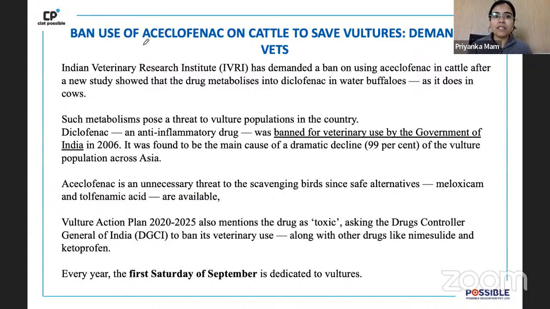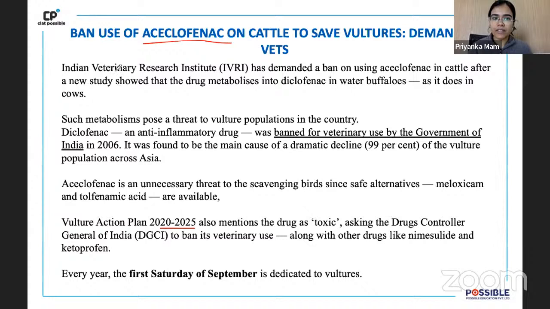Then, "ban the use of acylflinac." Okay, now it's an anti-inflammatory drug. We are talking about vultures here. Now vulture is also very very important क्योंकि हमारे देश में हमने vulture action plan बनाया है 2020 to 2025. दूसरी बात, हम लोगों ने तमिलनाडु में कुछ कुछ चीजें की हैं, so we'll talk about that in a bit. Let's first talk about this.